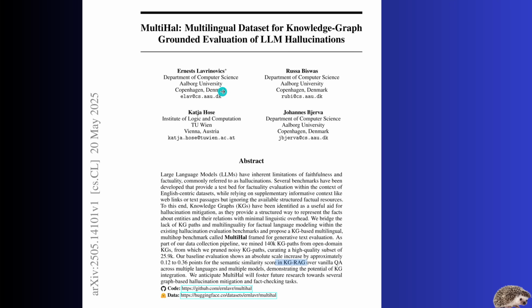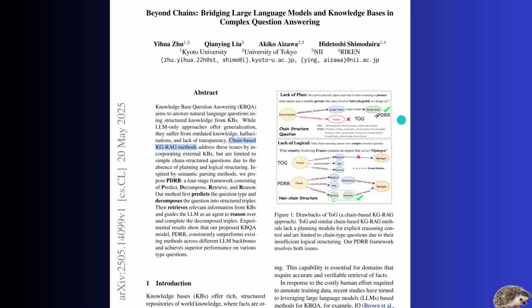Or you go here with Aalborg University and the Technical University of Vienna, hello Vienna, with a multilingual dataset for knowledge graph grounded evaluation of LLM hallucinations here. So they work in the interplay of a knowledge graph with a RAG system. Absolutely fascinating.